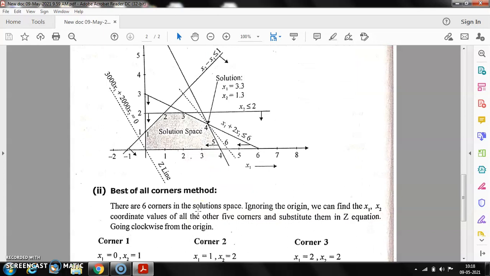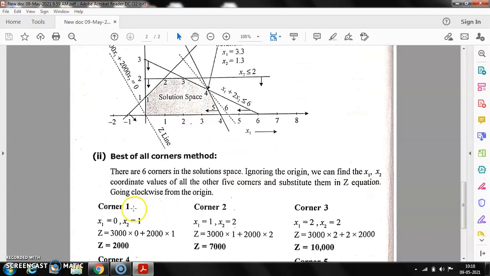So here is the first one, corner number 1. Which is the corner? This corner. Here what is the value of x1? It is not having any x1 value, right? So directly it is located on the x2 axis, hence x2 is equal to 1 and x1 is equal to 0. So you will get 2000.